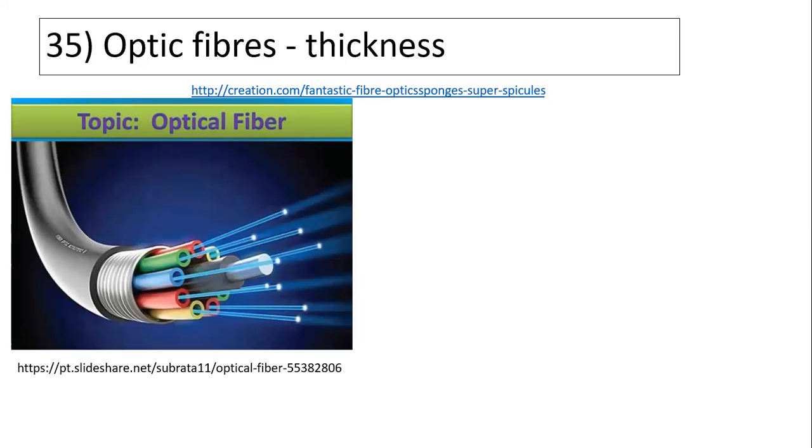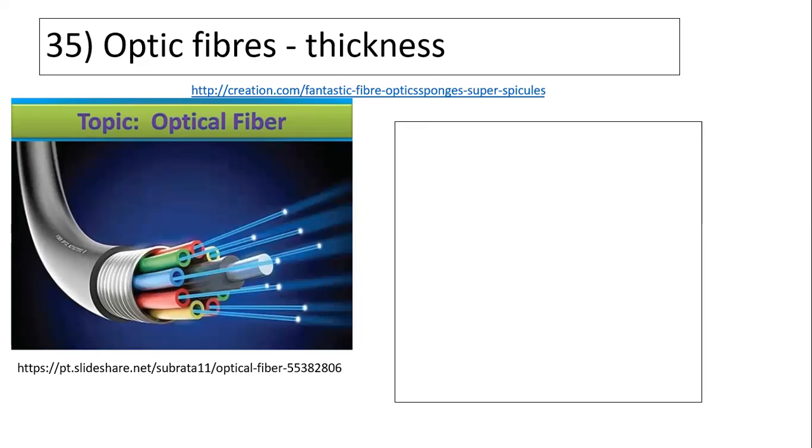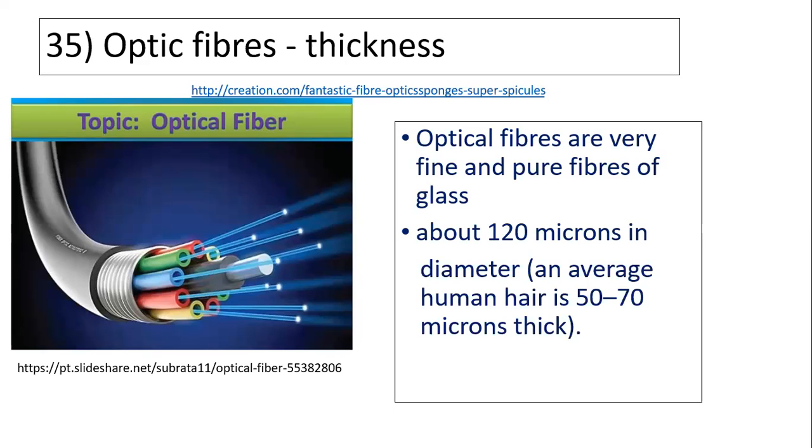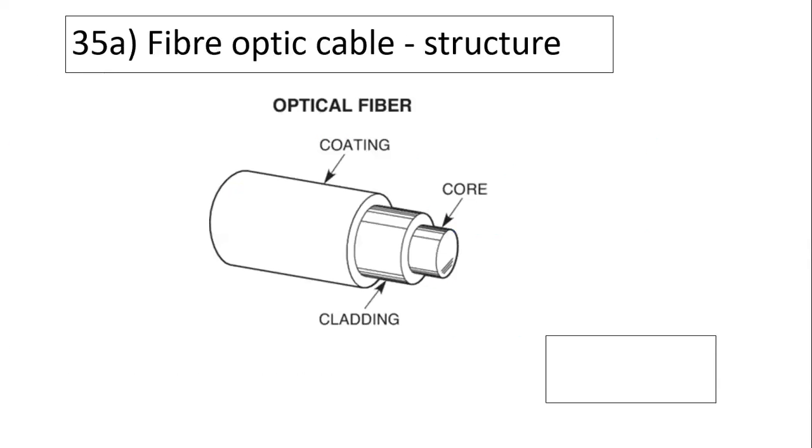Let's look at optical fiber. The thickness is very fine, a pure fiber made of pure glass, about 120 micron in diameter. The average human hair is about 50 to 70 micron, so it's actually slightly thicker than the diameter of a human hair. Okay, that's the structure.